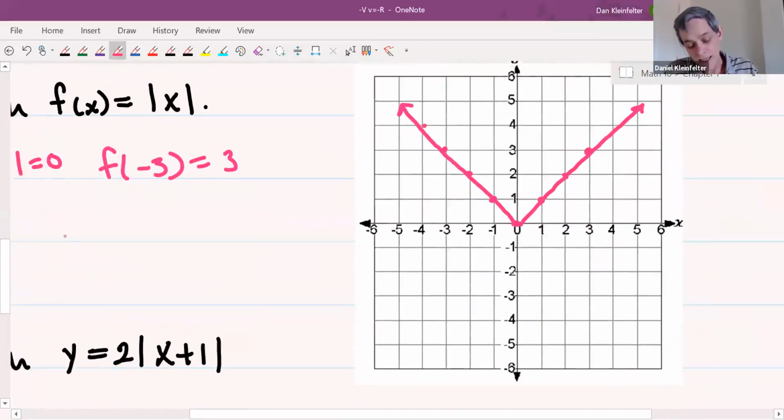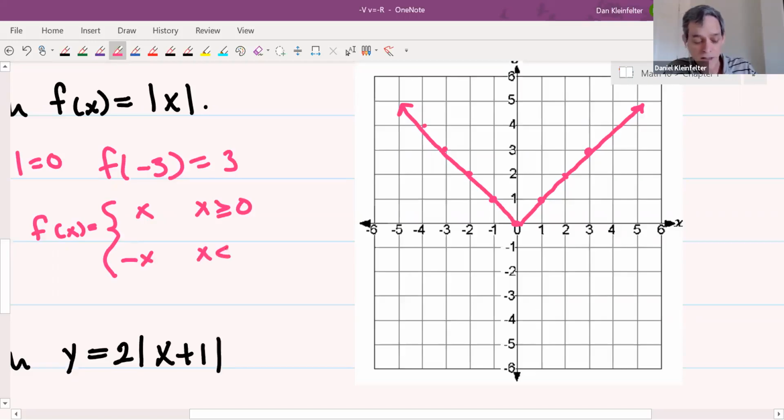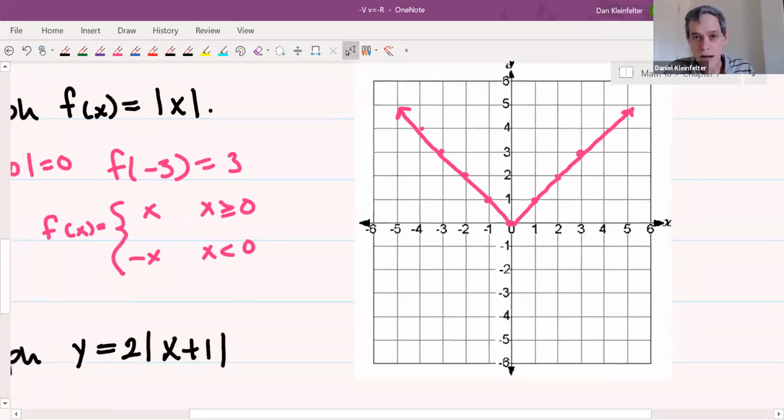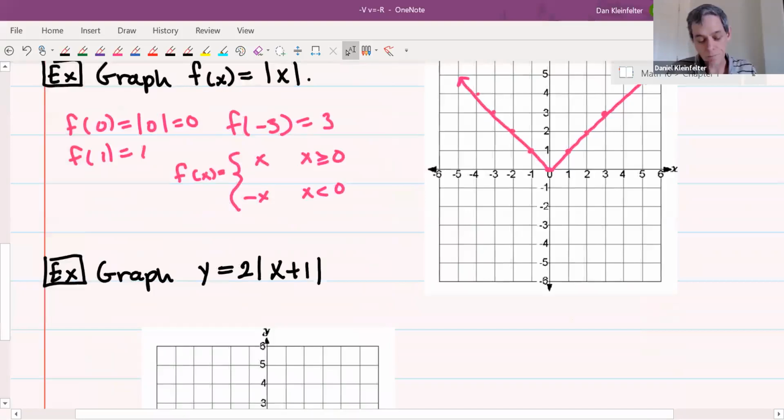And then in hindsight, we also saw that the absolute value was the union of two linear functions, right? It's the identity function if x is greater than or equal to 0, and the negative of the identity function if x is less than 0. So when x is positive, you just get a line with slope 1 and y-intercept 0. When x is negative, you get a line with slope negative 1 and y-intercept 0. So that's our basic graph of the absolute value function.